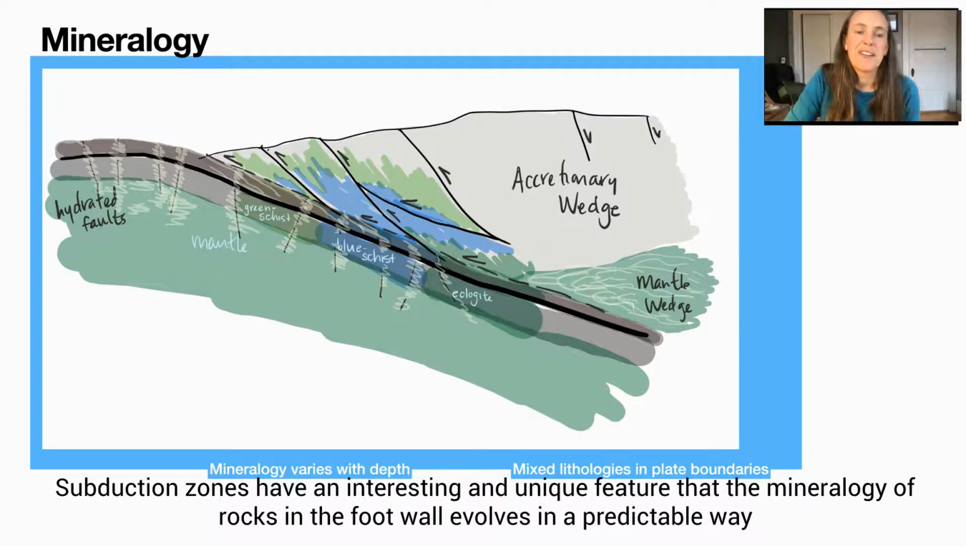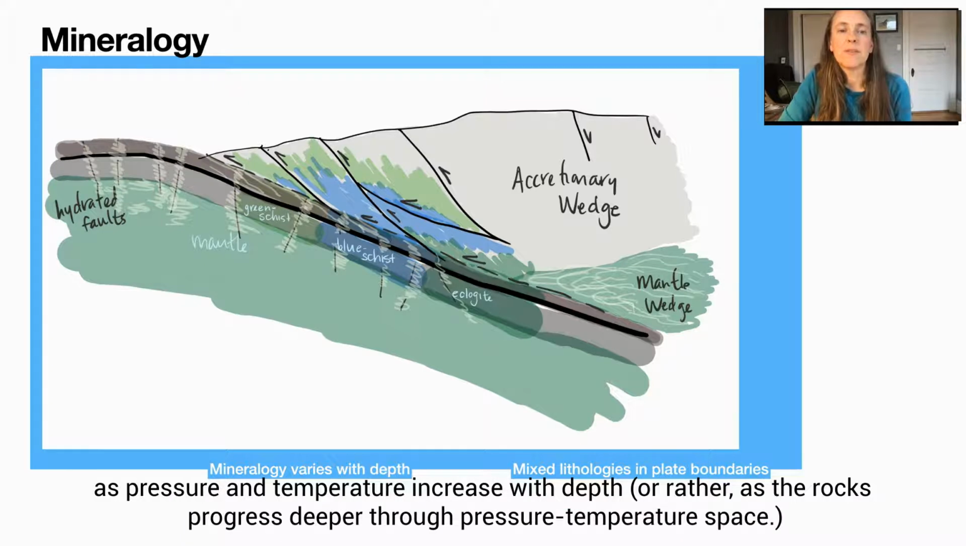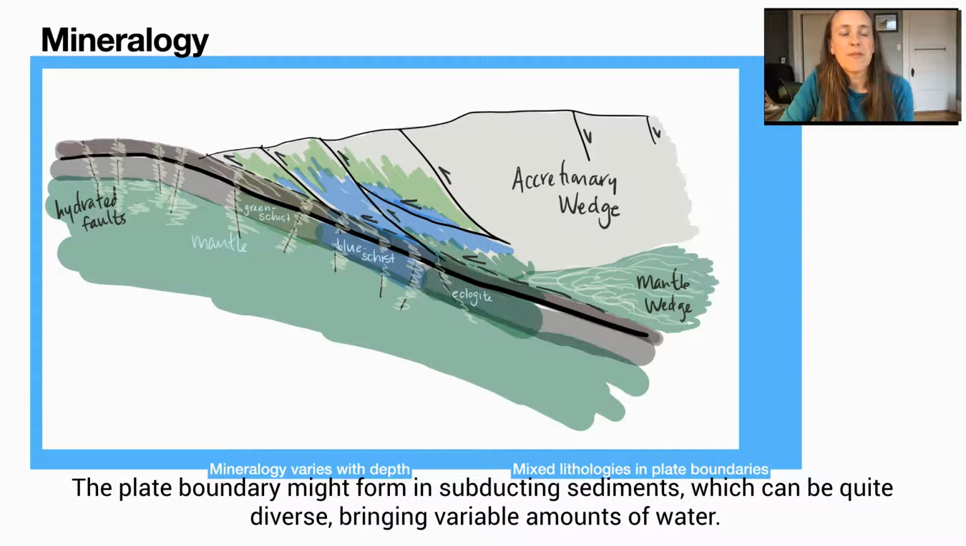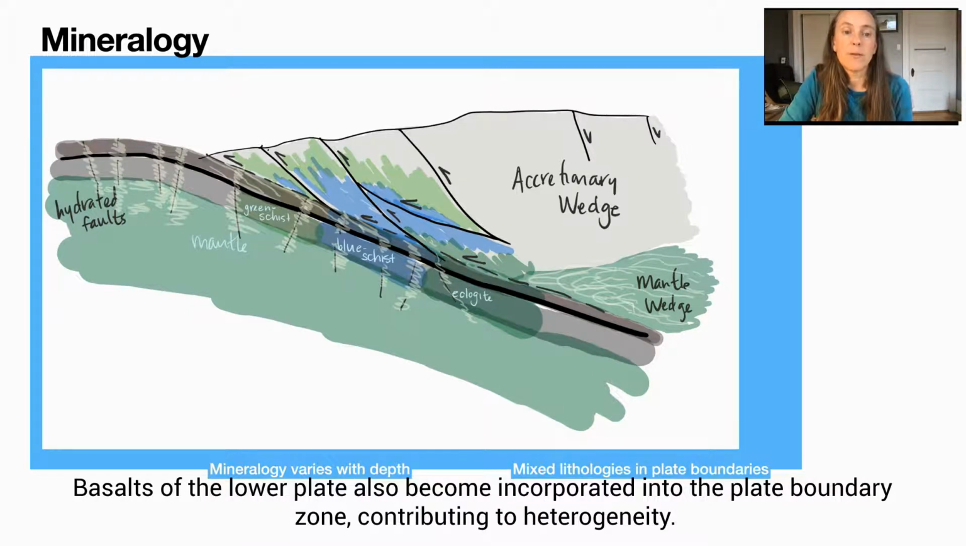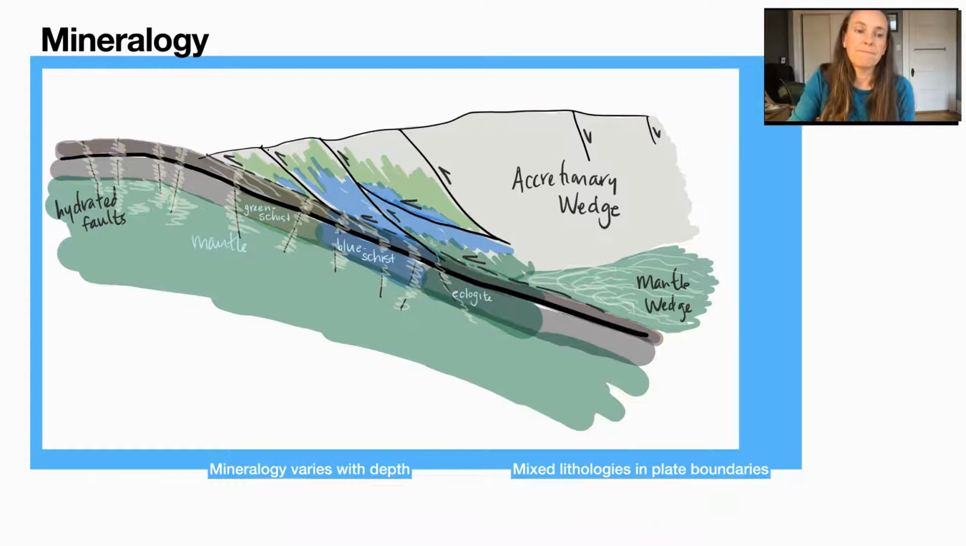Subduction zones have an interesting and unique feature: the mineralogy of the rocks in the footwall evolves in a predictable way as pressure and temperature increase with depth, or rather, as the rocks progress deeper through pressure-temperature space. The plate boundary might form in subducting sediments, which can be quite diverse, bringing variable amounts of water. Basalts of the lower plate also become incorporated into the plate boundary zone, contributing to heterogeneity.